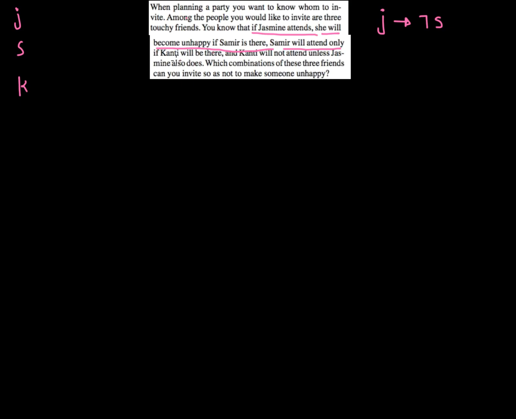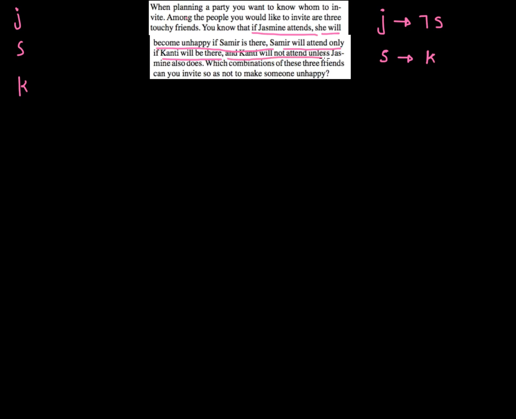Samir will attend only if Kanti will be there. So the connection between Samir and Kanti is such that if Samir attends, then Kanti will be there. This is the connection between Samir and Kanti: if Samir, then Kanti. And finally, I have over here, and Kanti will not attend unless Jasmine also does.